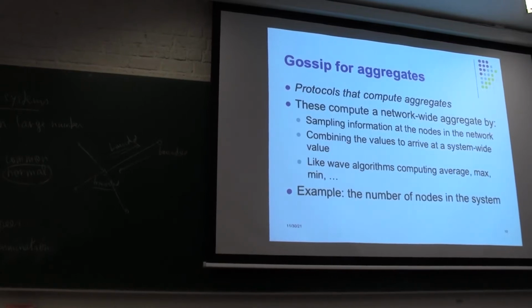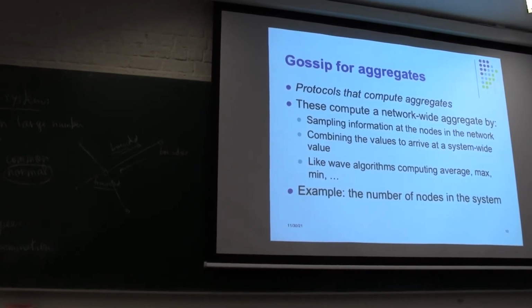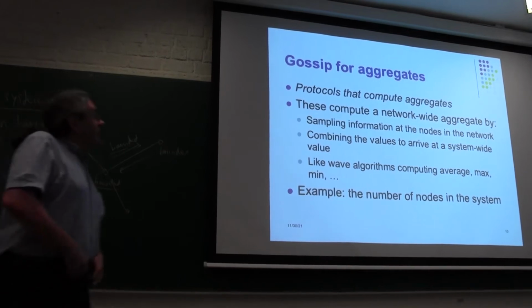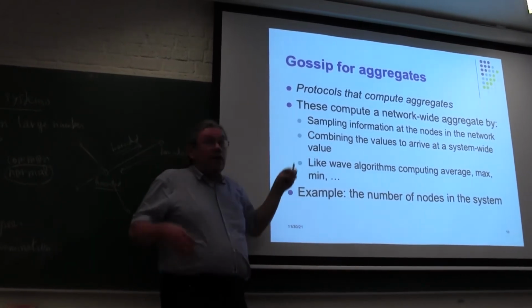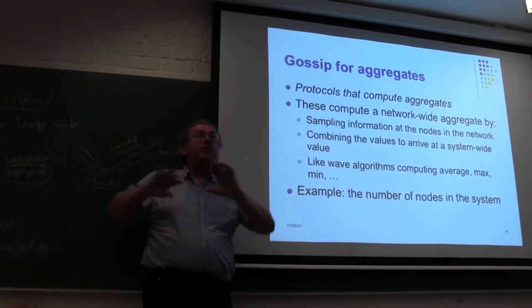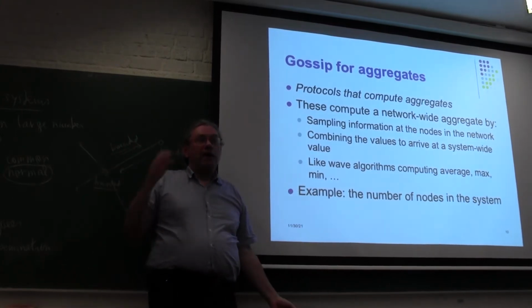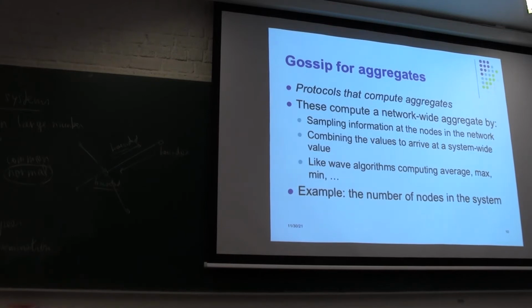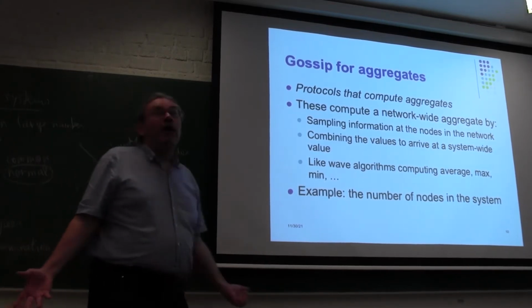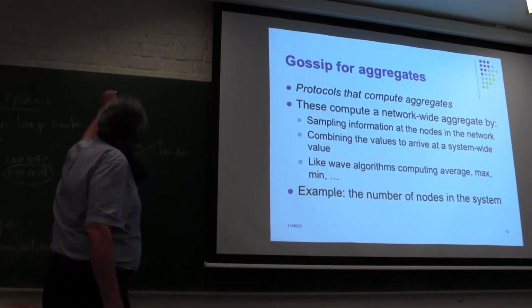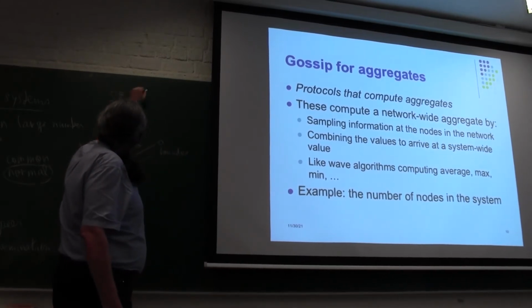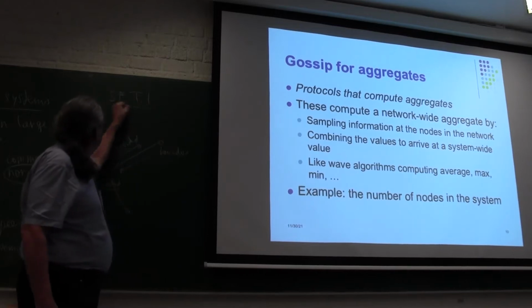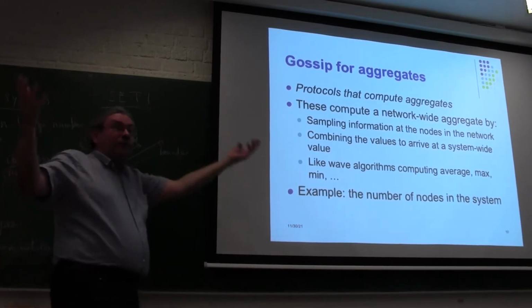There's more things. Here's one. Aggregates. Let's say I want to compute a property of the whole network. Like, what is the total computing power of everybody connected to Facebook? It's a lot, but how much is it? Okay. Or maybe you have something like SETI, which is Search for Extraterrestrial Intelligence, where you have SETI at home.